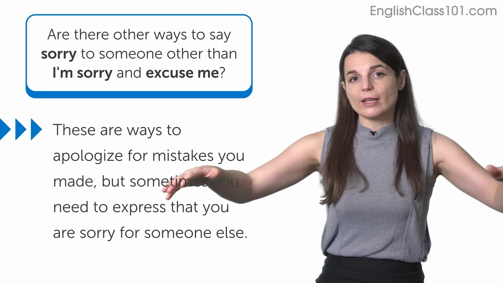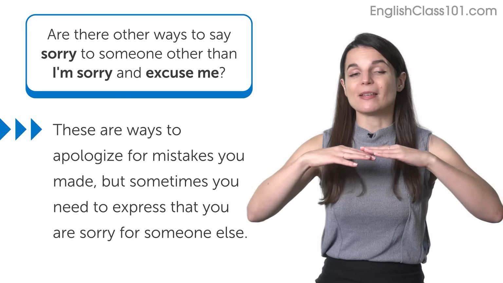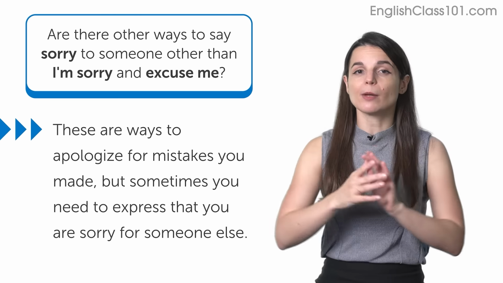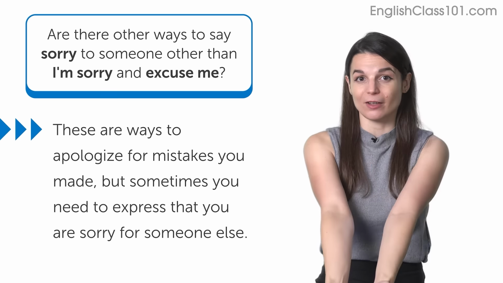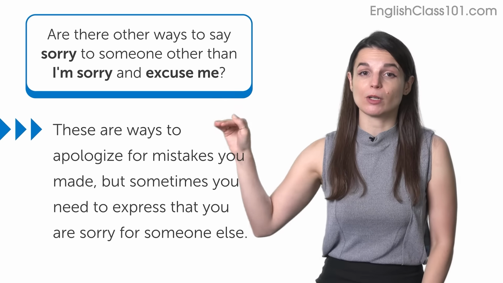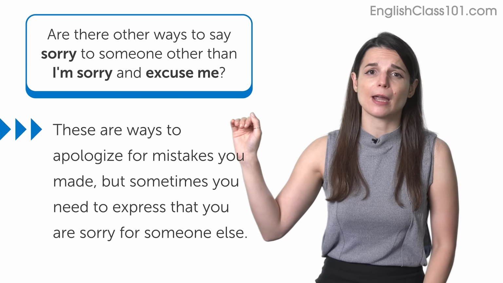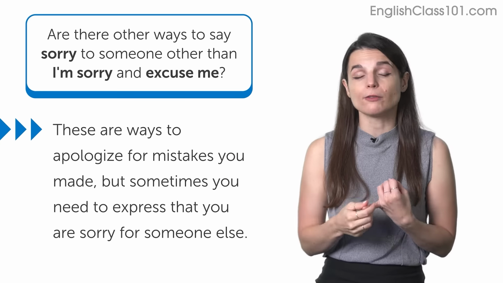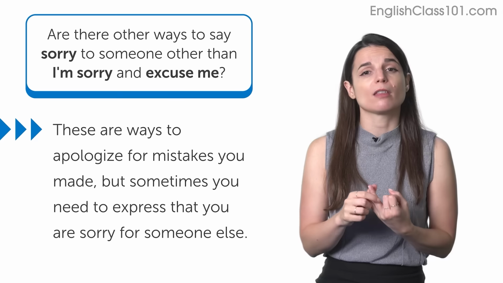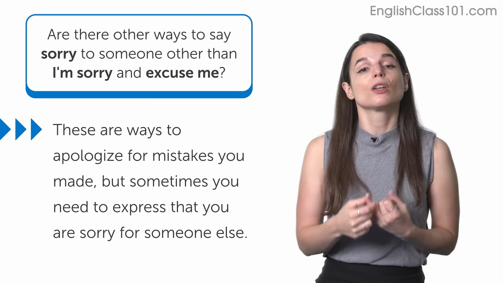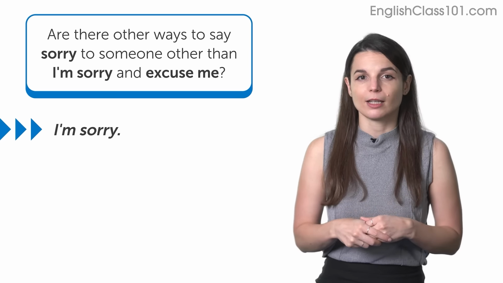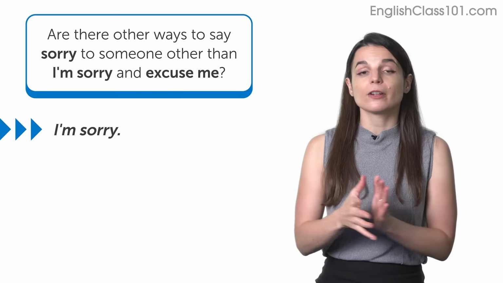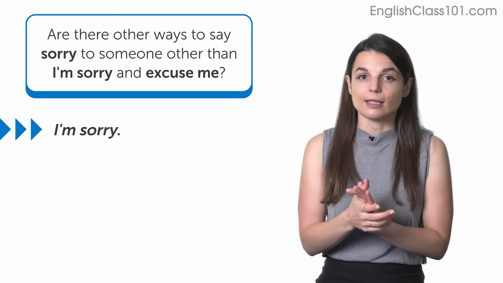So these are ways that you can express apologies for mistakes that you made, but sometimes you need to express that you feel sorry for someone else. So someone else is experiencing a really challenging time. Maybe unfortunately a loved one has passed away, or maybe they've received some very bad news. So how do you express that? You shouldn't just say, I'm sorry, because it's not your mistake. Here are some expressions that you might use in these cases.